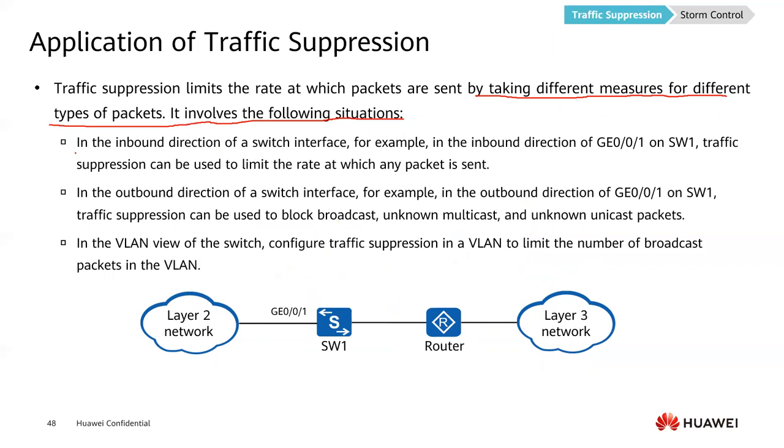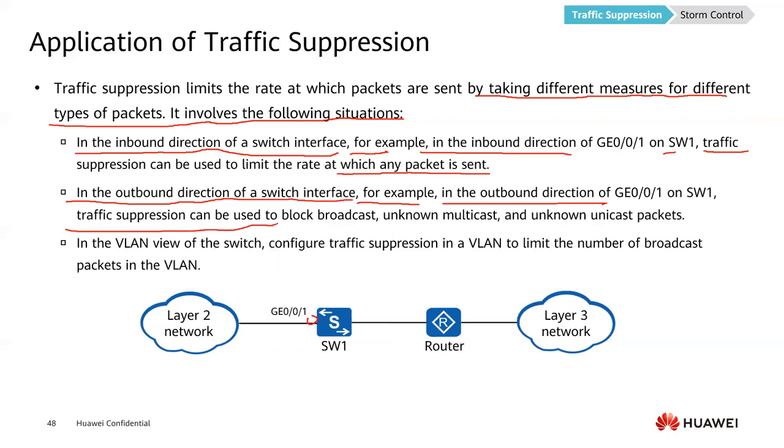The first one: in the inbound direction of a switch interface, traffic suppression can be used to limit the rate at which packets are sent. In the outbound direction of the switch interface, traffic suppression can be used to block broadcast, BUM traffic. And in the VLAN view of the switch, you can also configure traffic suppression in the VLAN to limit the number of broadcasts in the VLAN.